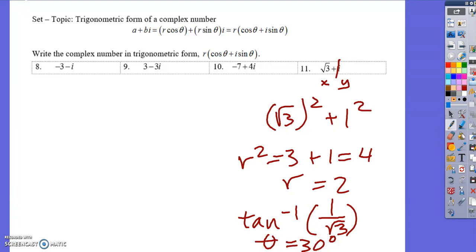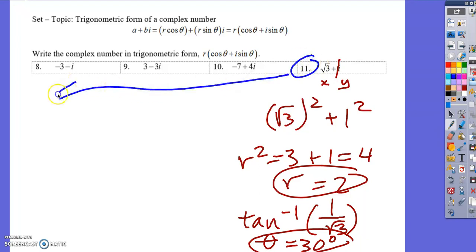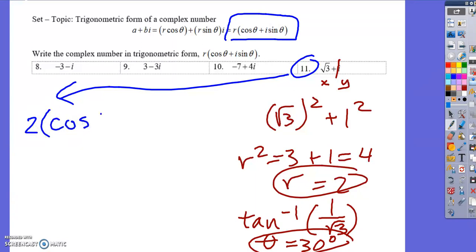And so now that I have r and theta, which we practiced yesterday, which is why I didn't go over it, number 11 quickly becomes, and it says trigonometric form because that's easier, 2 parentheses cosine of 30 degrees plus I sine of 30 degrees. That's it. All finished. So make sure you practice, and I will be back another day to bother you. The end.